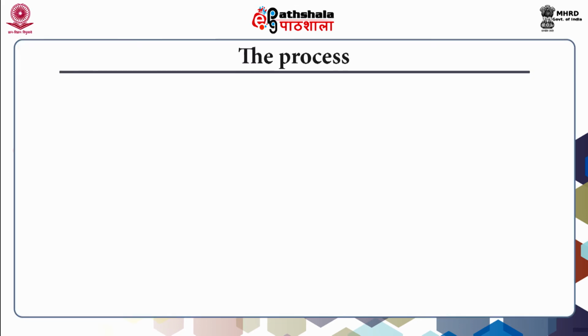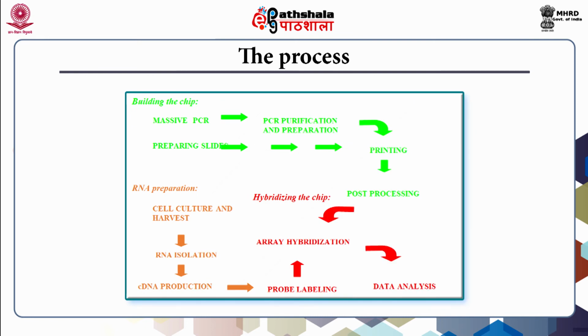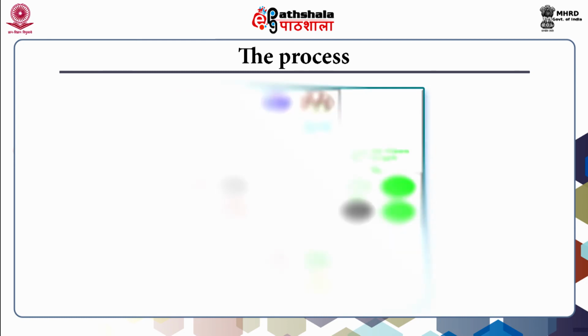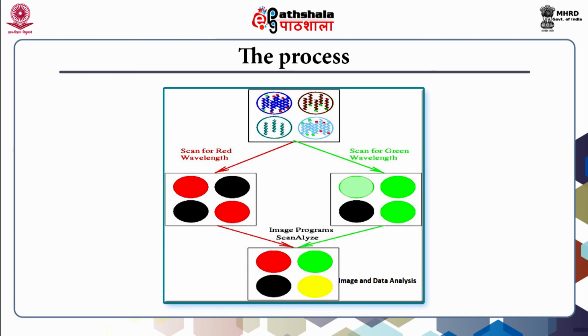The process now finally involves building of the chip that involves massive PCR reactions, PCR purifications, and then printing the slides by preparation of slides and then post-processing. Side by side, we can see that RNA preparation of the biological sample is done by purification of RNA, isolation and cDNA production, as well as labeling. Hybridization of the chip involves the probe labeling and then hybridization, followed by the data analysis.